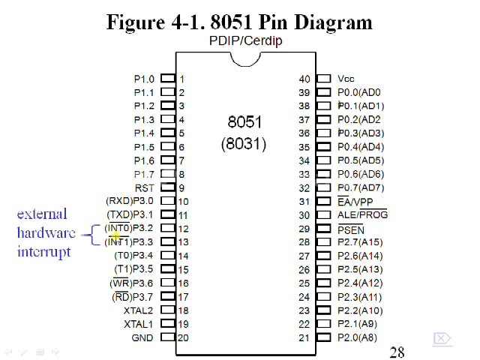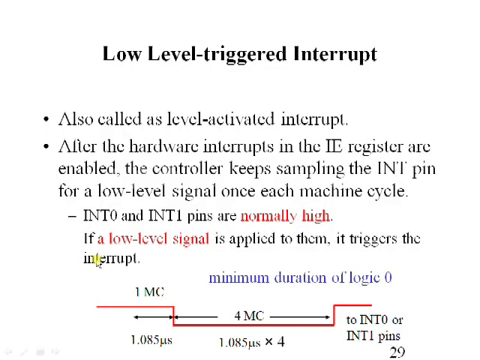As you can see here, these are the two external hardware interrupt pins through which we can generate the external hardware interrupts. Now let us see something about low level triggered interrupt, also called level activated interrupt. After the hardware interrupts in the IE register are enabled, the controller keeps sampling the INT pin for a low level signal once each machine cycle. So the processor is going to sample this INT pin for every machine cycle as soon as we enable the IE register. So INT0 and INT1 pins are normally high. Why? Because they are active low pins, but whenever a logic low level is applied to them, then it triggers the interrupt.